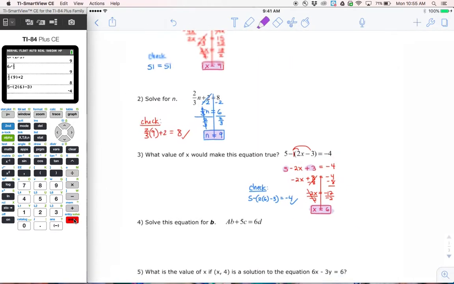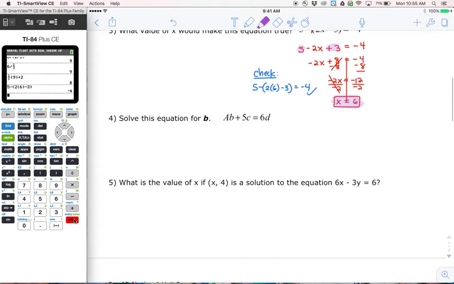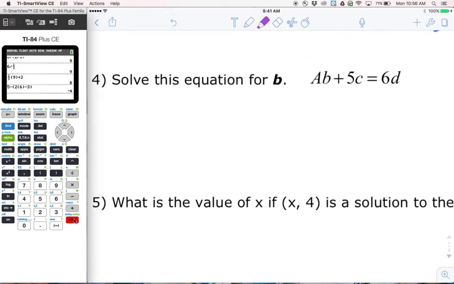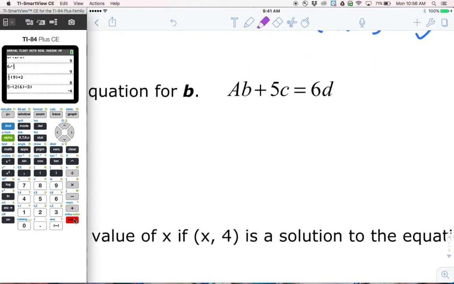All right, here we go. Problem number 4. Solve this equation for b. This is a really kind of a strange question, right? You have to just solve for b, and you've got a bunch of other variables. You've got capital A, you've got C, and you've got D.